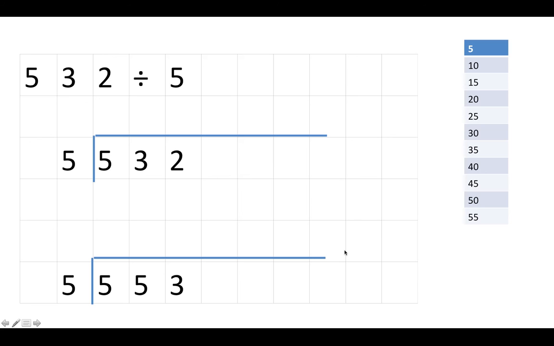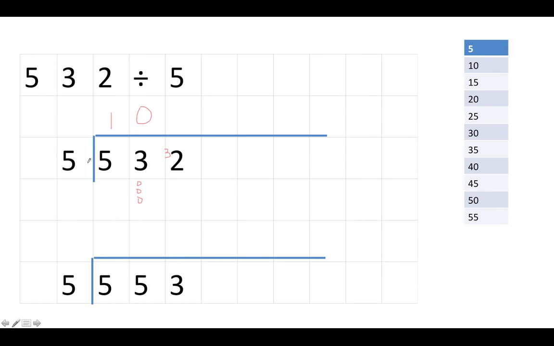Now, what about when there's a remainder at the very end? Right, I'm just going to show you a technique to deal with remainders and make them decimals. Right, so 5 divided by 5 is 1. 3 divided by 5, well, I've got 3 dots. I can't get a group of 5 out of it. None, so move it along.